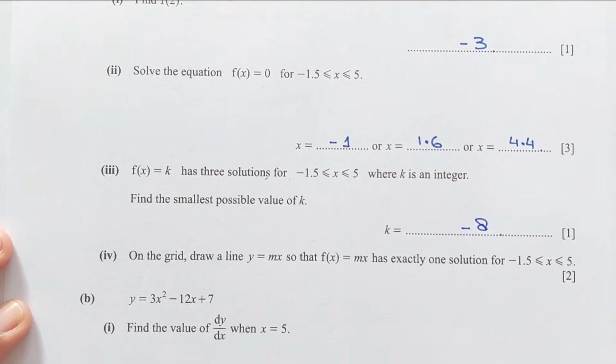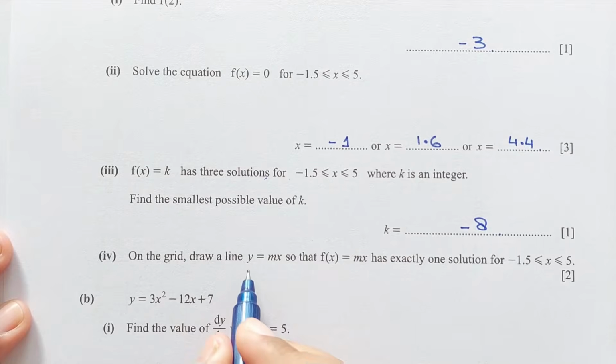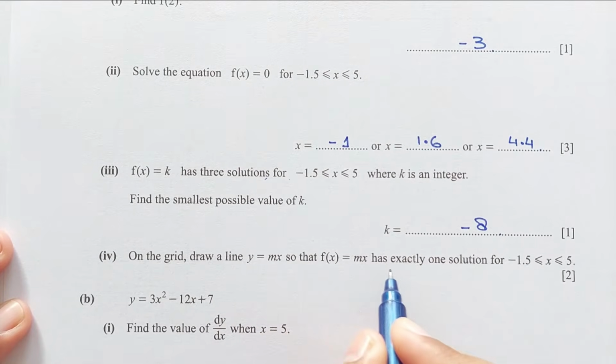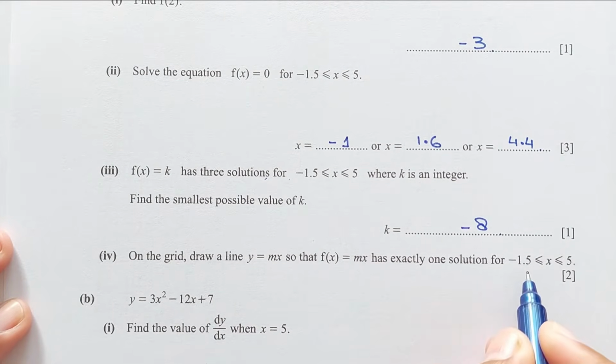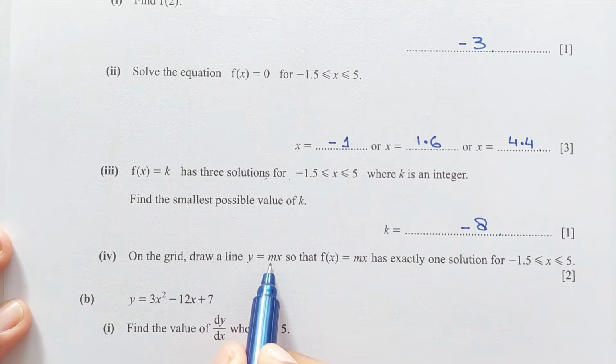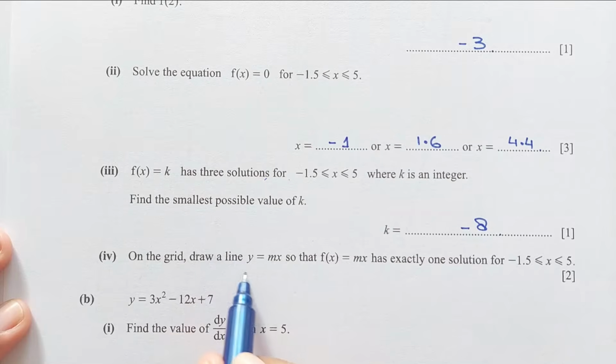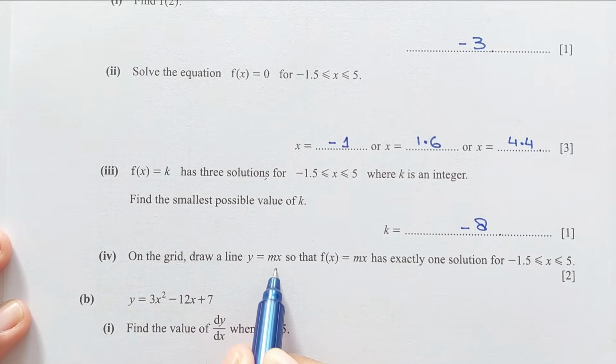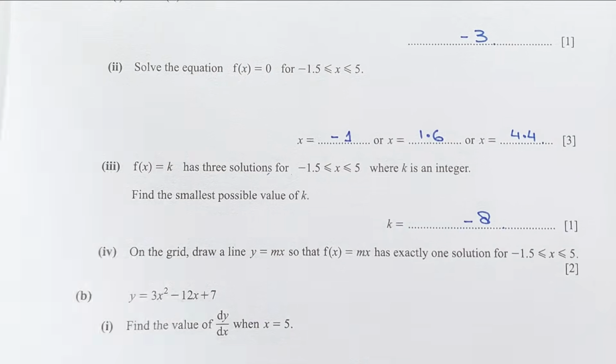Now for part 4, on the grid, draw a line y equals mx so that f of x equals mx has exactly one solution for x between minus 1.5 to 5. So y equals mx means the y-intercept of this straight line is 0. It passes through the origin, right? And it must have exactly one solution. It cuts the curve at one point.